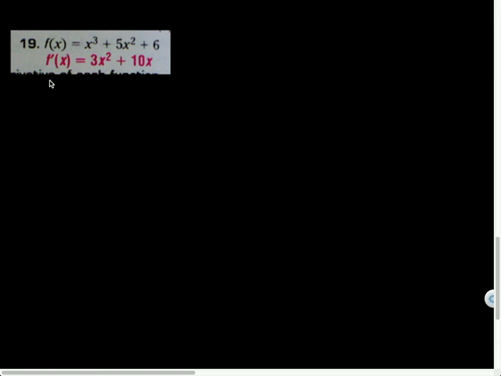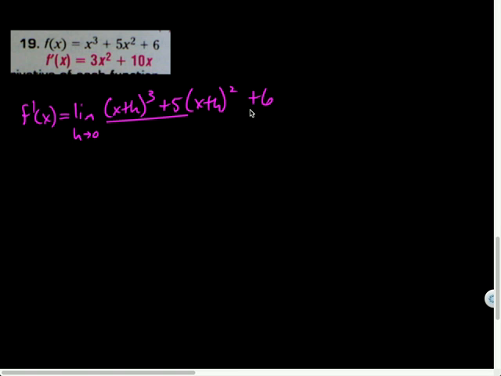All right, so if I want to find the derivative of this, f prime of x, this one's going to be gigantic. The limit as h approaches 0 of x plus h cubed plus 5 parentheses x plus h squared. At least they didn't have a linear term here. They saved us a little bit.